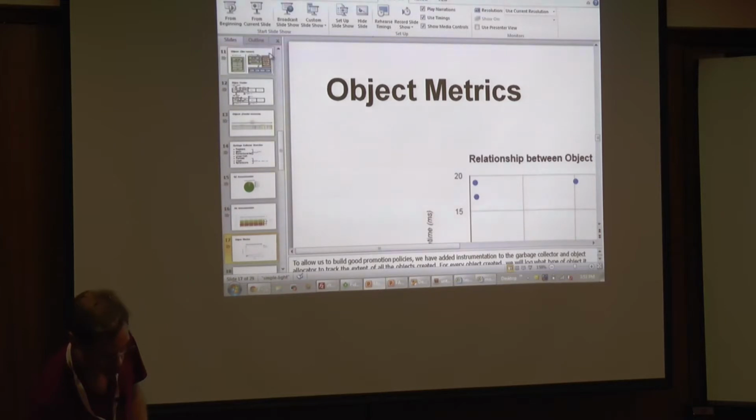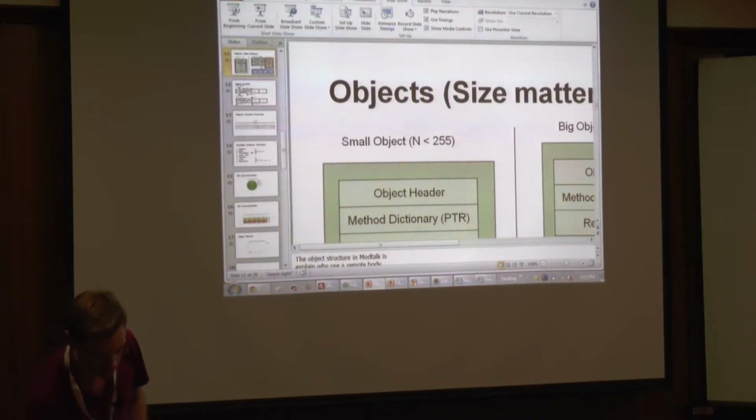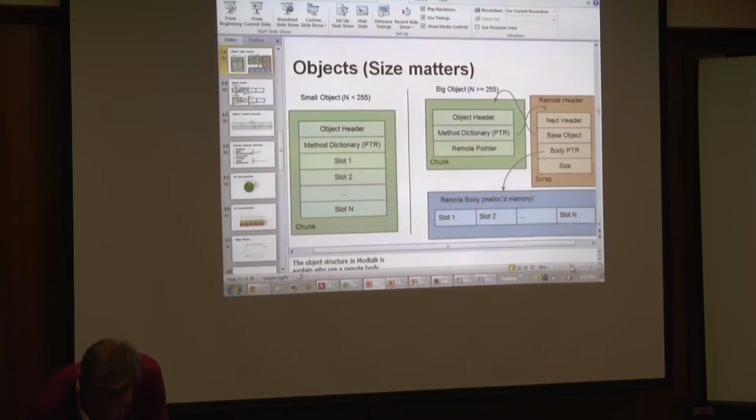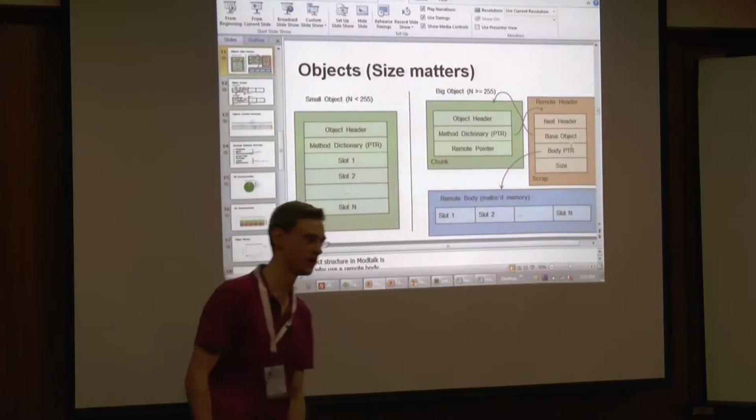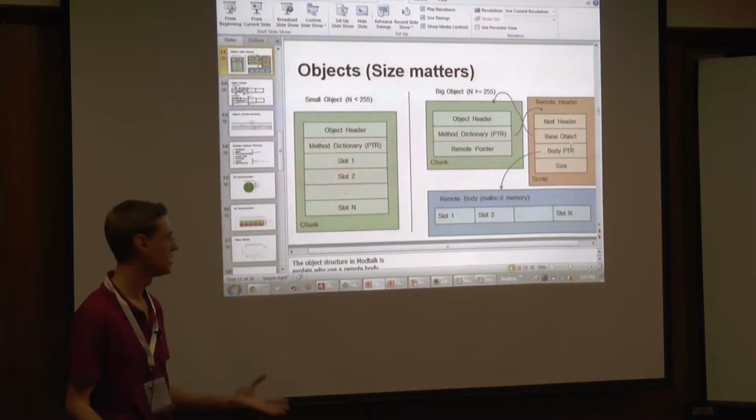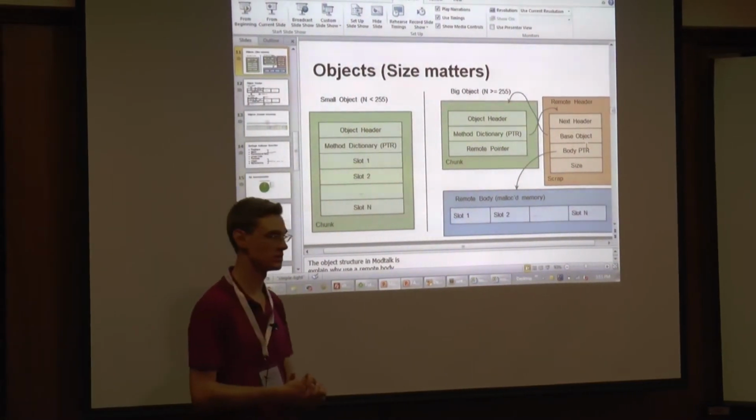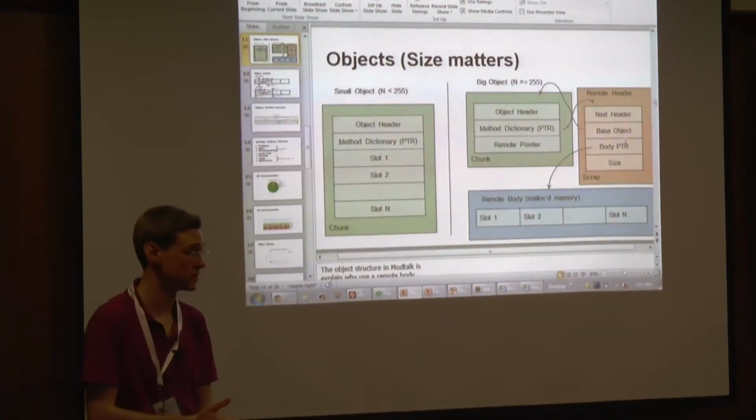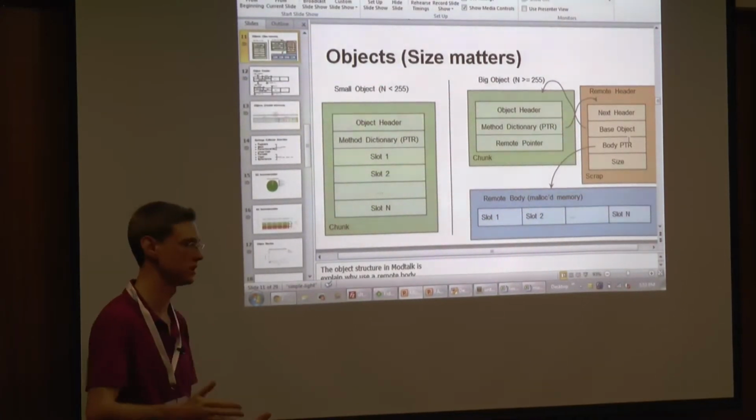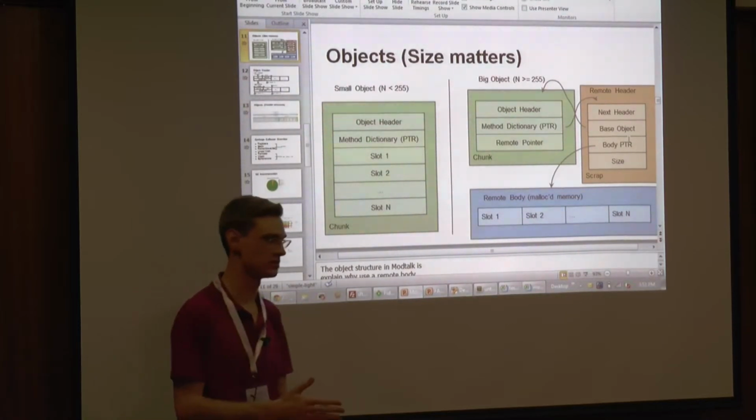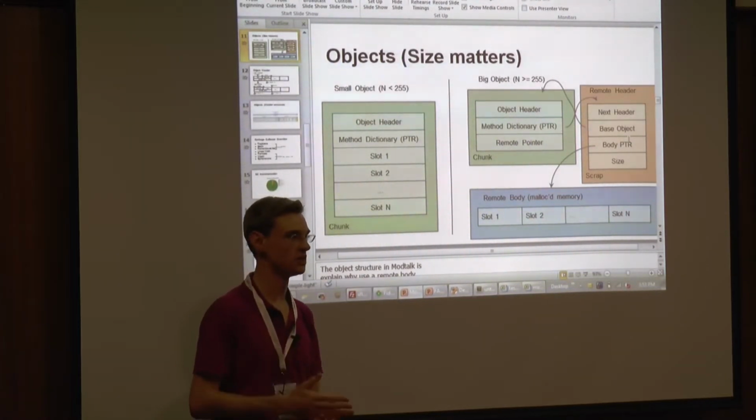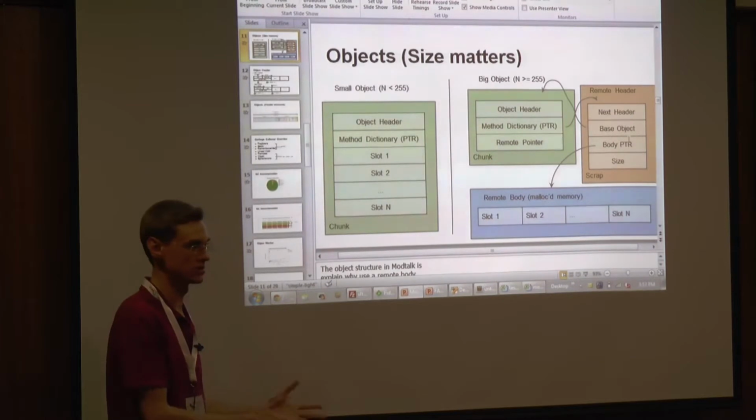Earlier when I mentioned the size, currently if an object is less than 255 slots, then it becomes small. These metrics will allow us in the future to see if 255 is a good cutoff to make it small or big. So we can see if there's a certain point where objects live longer than objects smaller than that.